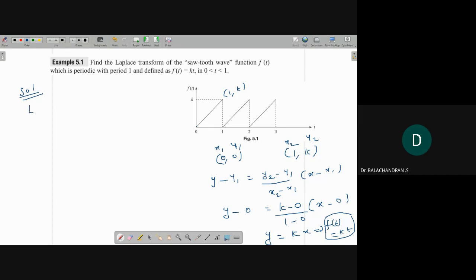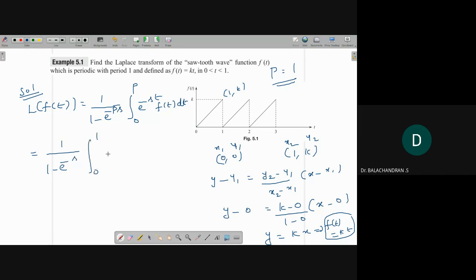So L of f of t is what? L of f of t equal to, for a periodic function, 1 by 1 minus e power minus ps, integral 0 to p, e power minus st into f of t dt. So now we know that p is 1 here, p equal to 1. So 1 by 1 minus e power minus s, integral 0 to 1, e power minus st, f of t is what? kt, into dt. So I think you can easily integrate this problem.